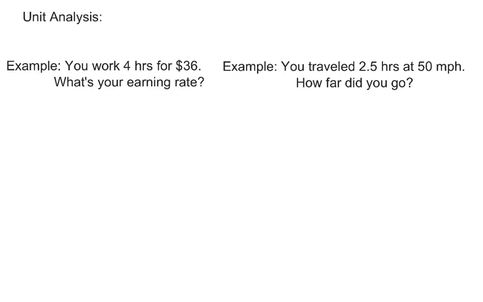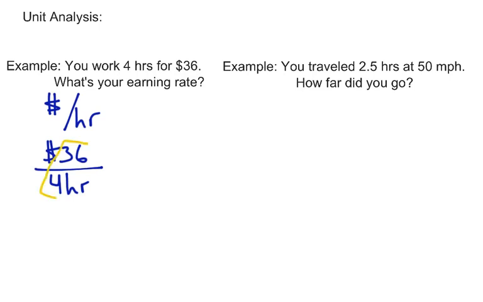Well, when we think about earning rate, we're thinking about how much do we make in dollars per hour. And so you think about the units and then attach numbers to them. Since we want to find out our dollars per hour, we're going to put the dollars on top, $36, and divide by the number of hours, 4 hours. And do the math on the number part. If we take 36 divided by 4, we get 9. So that means our earning rate is going to be $9 per hour.